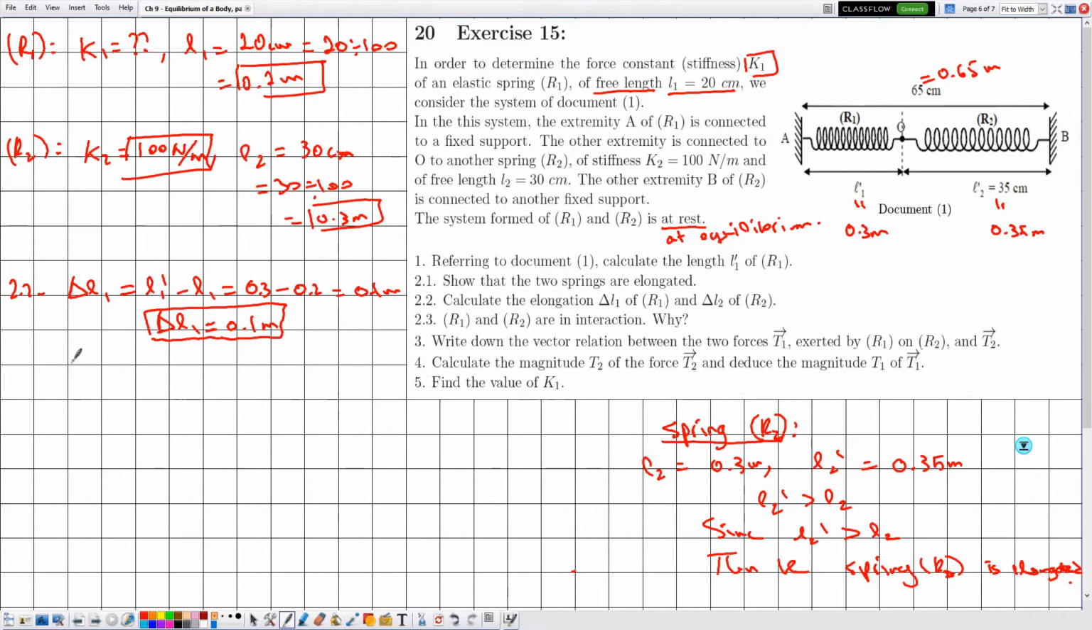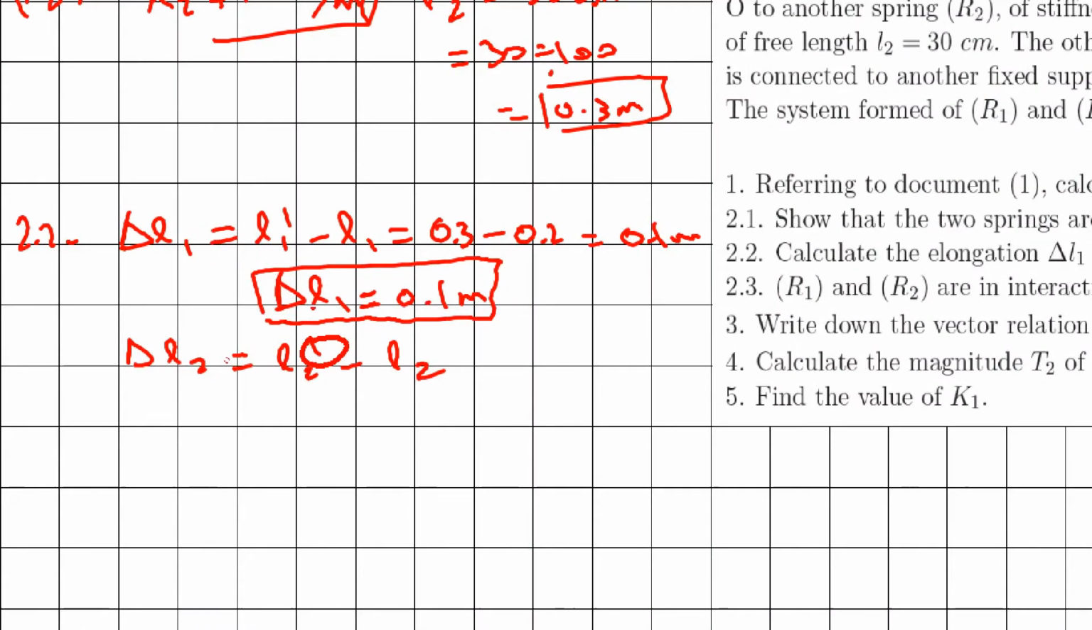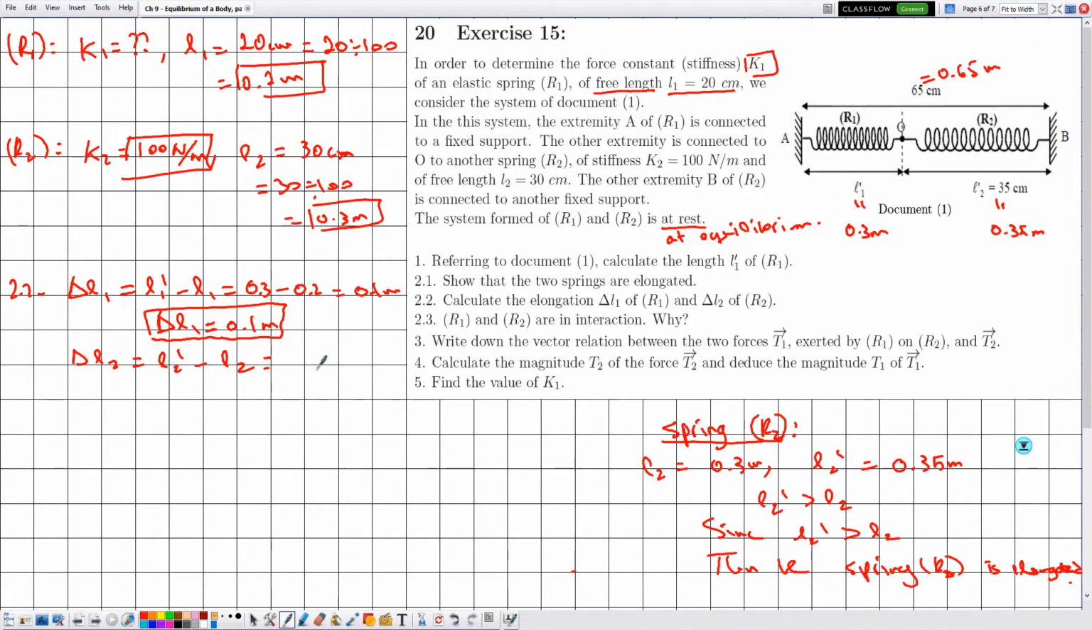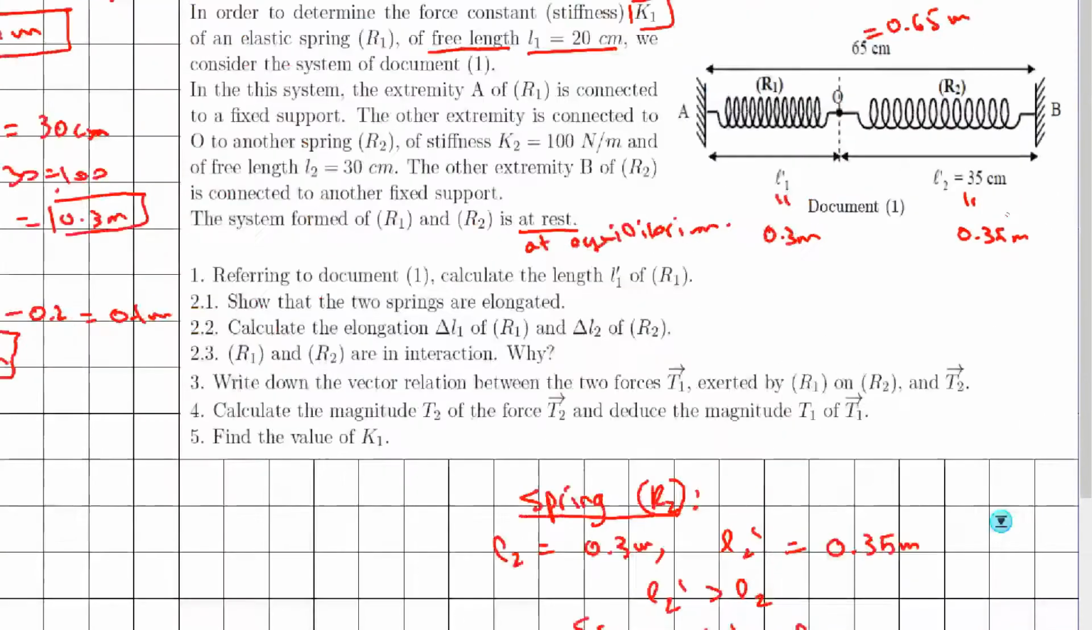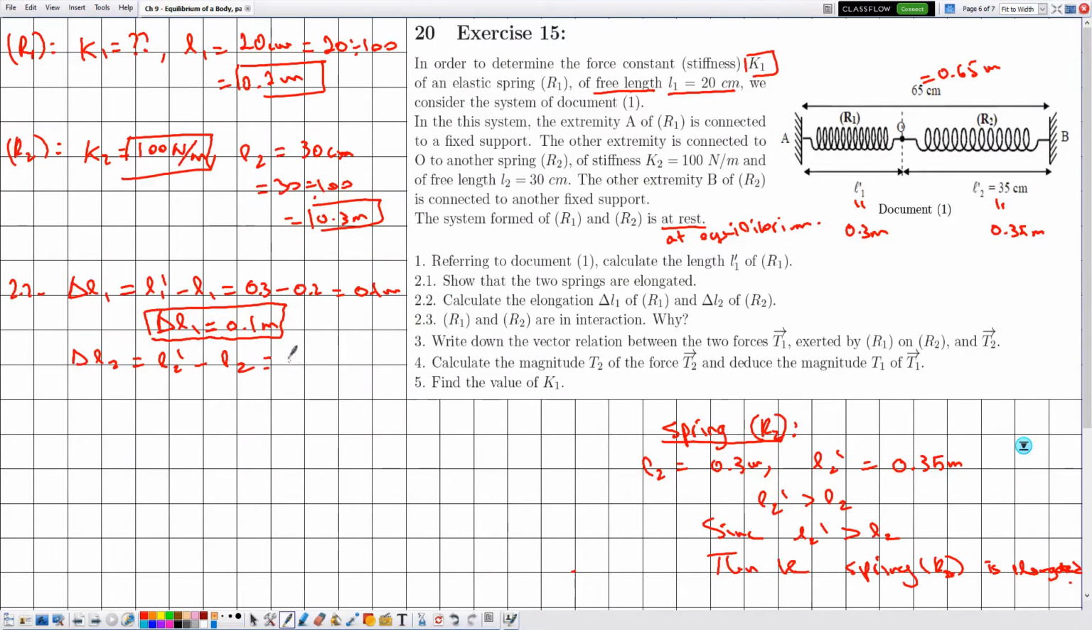Now as for delta L2, which is equal to L2 final minus L2, here by prime it means the final, which is equal to 0.35 minus 0.3, so this is equal to 0.05 meters. Then delta L2 is equal to 0.05 meters.